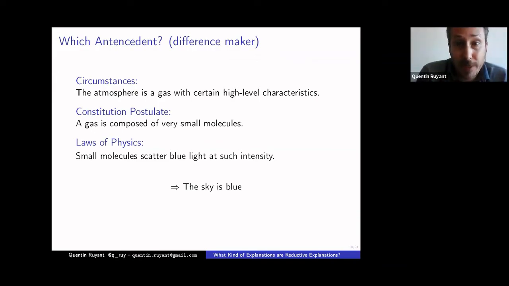So if we have the three, then we can conclude that the sky is blue. And the question is, which could be the antecedent of the counterfactual? Which of these three aspects does the explaining?